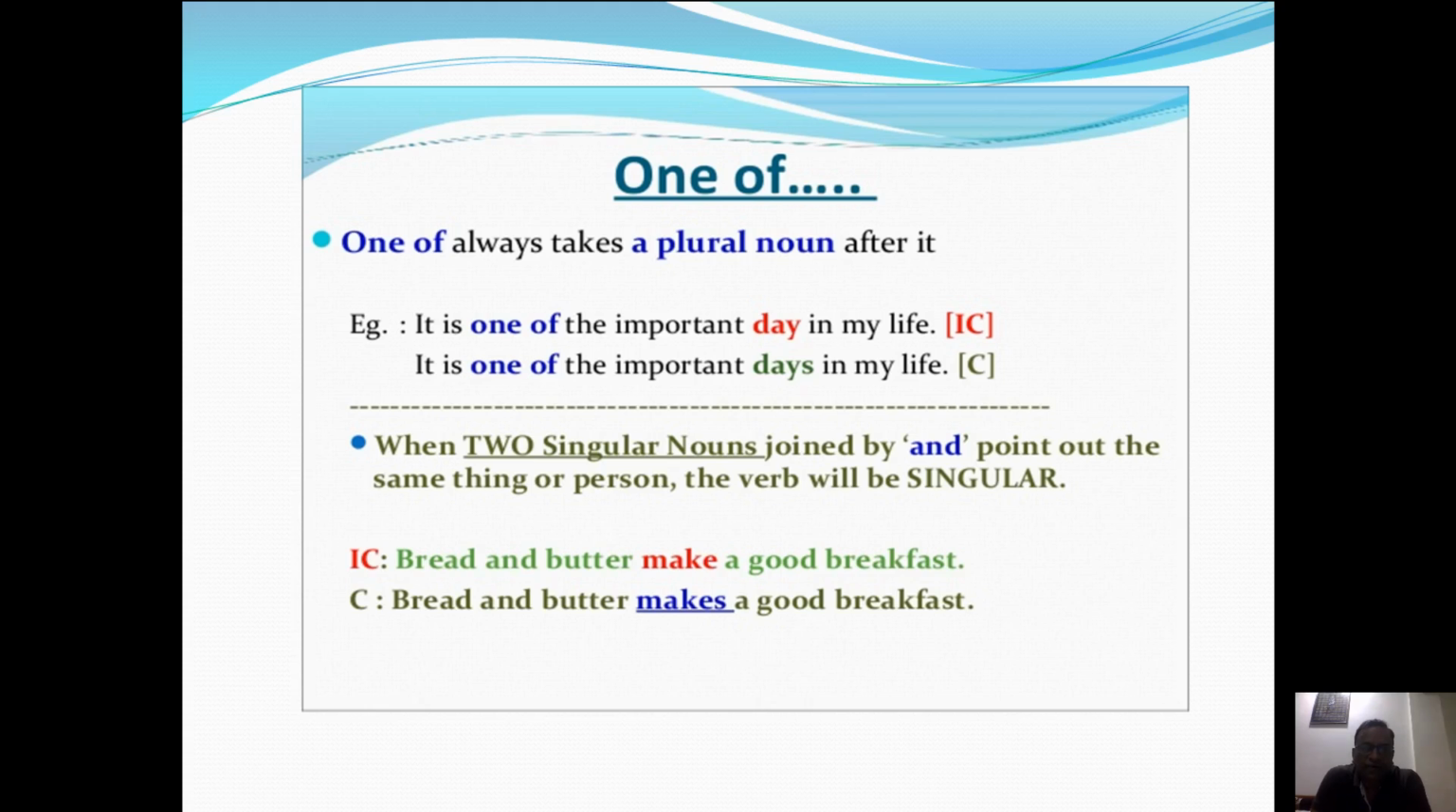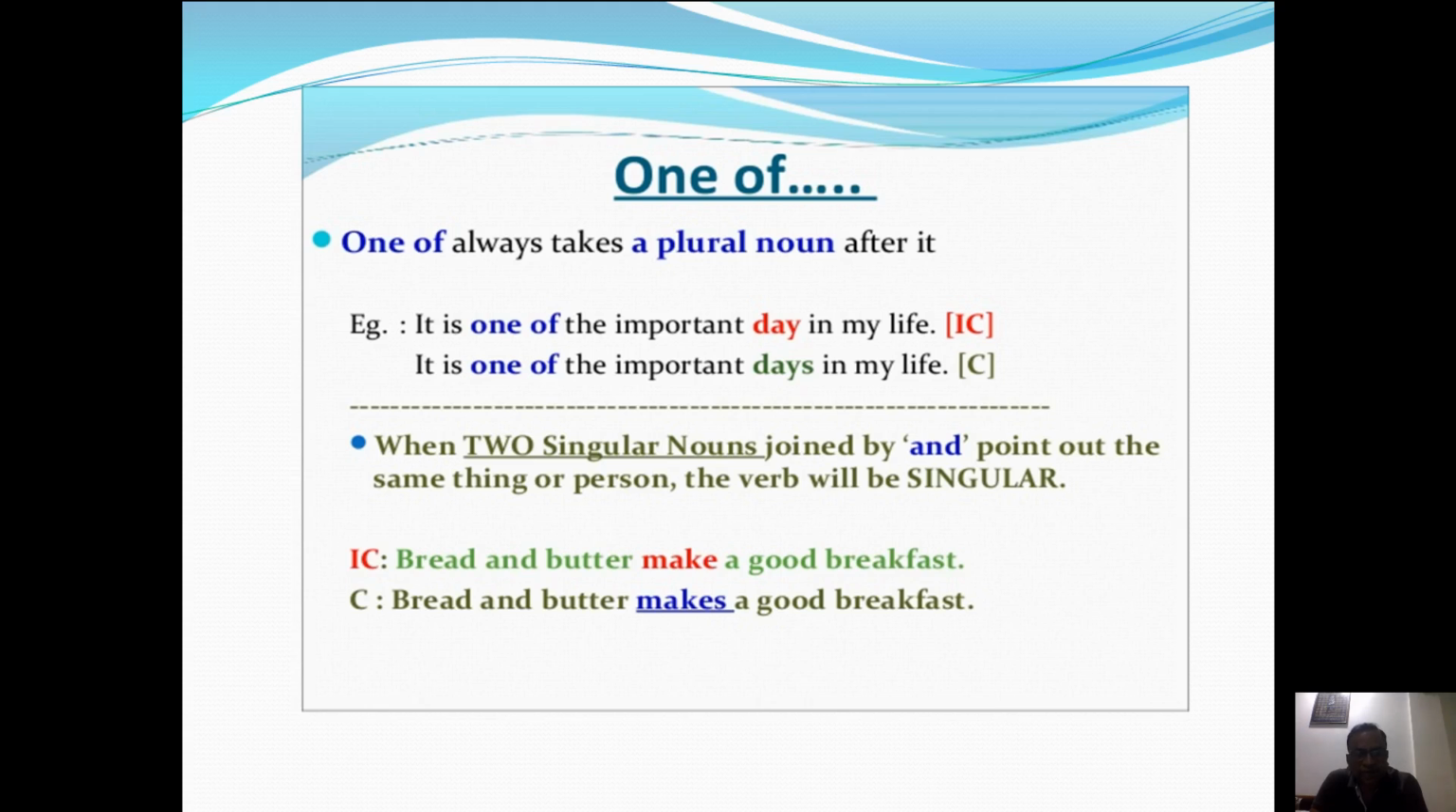It is one of the important days in my life. Are you getting the difference between two sentences? Read it one more time. It is one of the, what did I say in this first line? One of always takes a plural noun. Getting me? One of is there, then it will be a plural noun. It is one of the important day, one of the important day in my life. Then because I said a plural noun you have to use, then it will be it is one of the important days in my life.